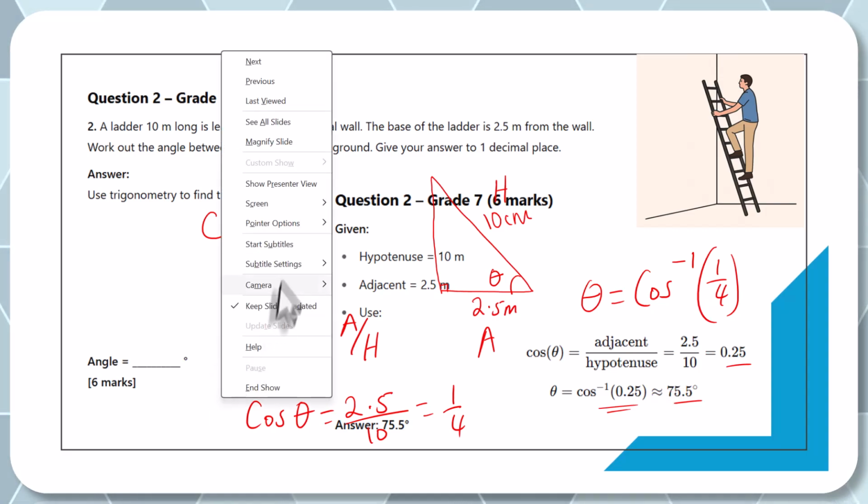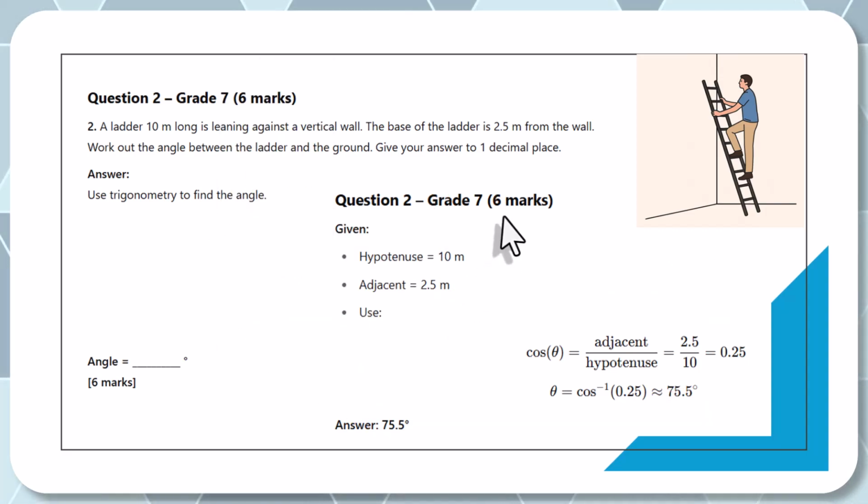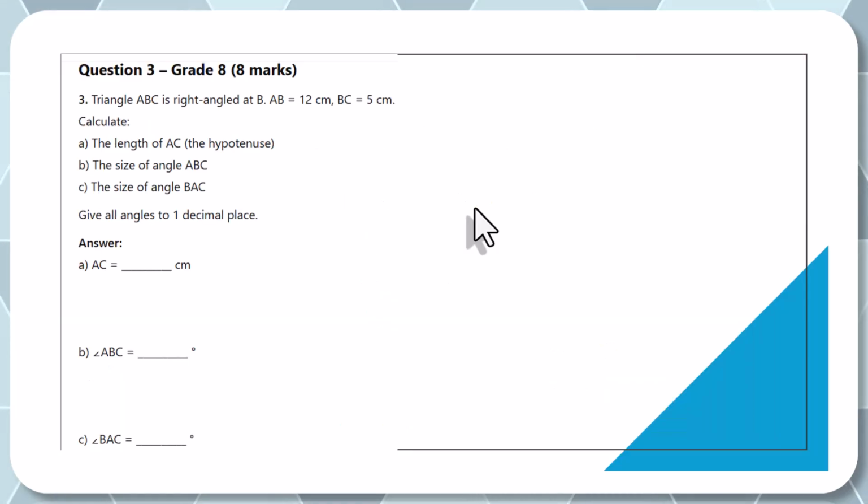All right, so now we will go to the next question. This was a 6 marks question. If you got it correct, give yourself 6 marks. Now we go to question 3. Question 3 is a grade 8 question. I would like you to pause it and then try this. Pause this one and try it.